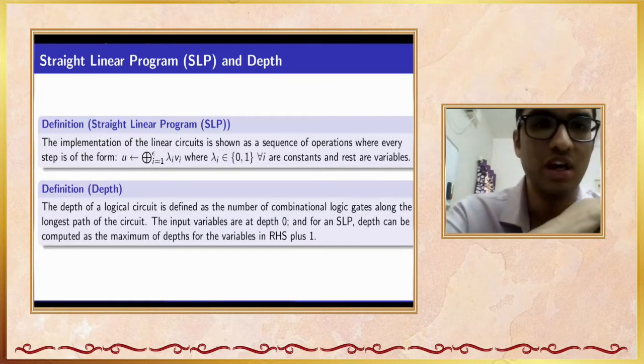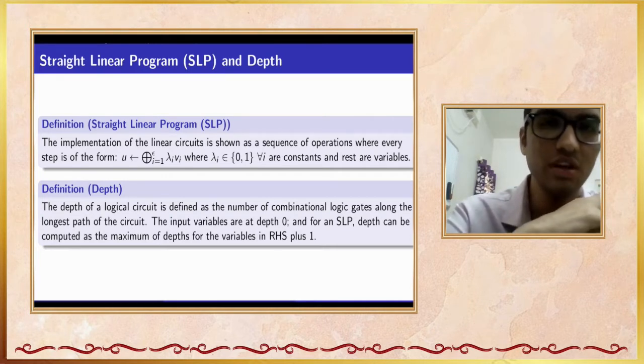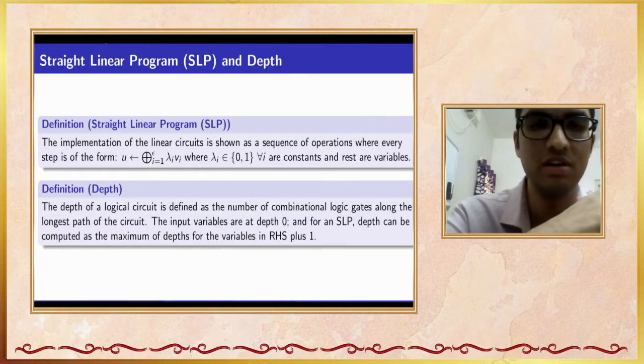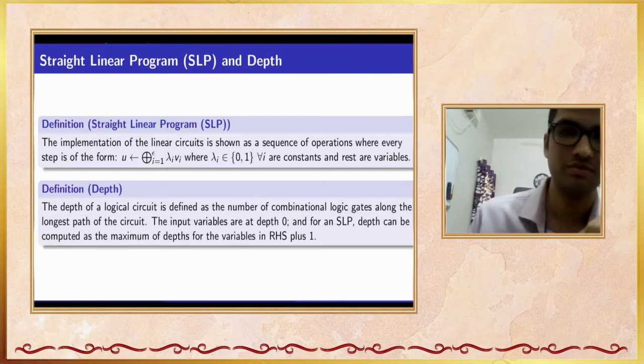A straight linear program or SLP is a sequence of XOR operations which defines the implementation of a linear circuit. The depth of a logical circuit is defined as the number of combinational logic gates in the longest path of the circuit. For example, if you take an SLP and assume that the input variables are at depth 0, then the depth of the circuit can be computed as the maximum of the depths of the variables on the right-hand side plus 1.